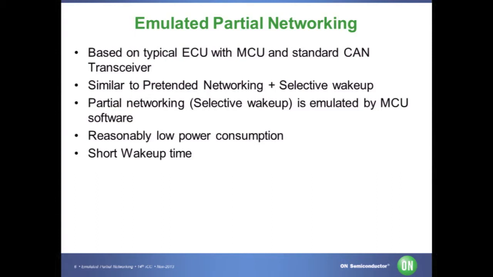As a result, we have something in between: not as efficient as partial networking, of course, but more efficient than pretended networking, and it fills the gap somewhere in between partial and pretended networking. One of the advantages is that we have a shorter wake-up time. This could be considered a benefit.